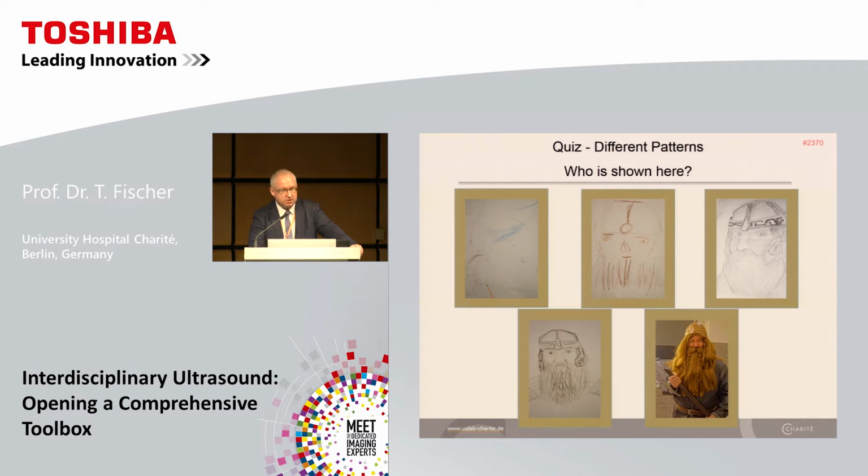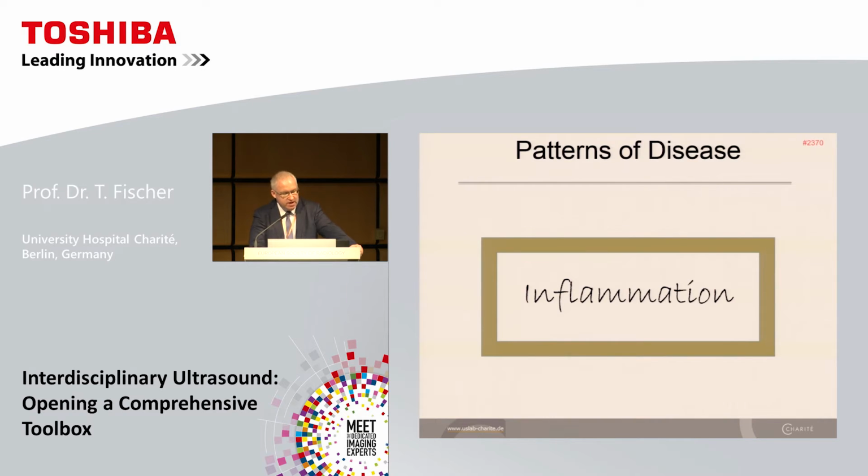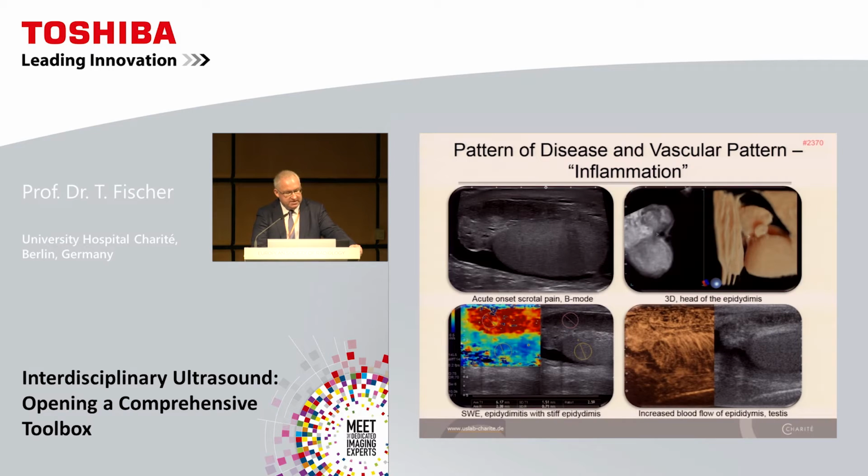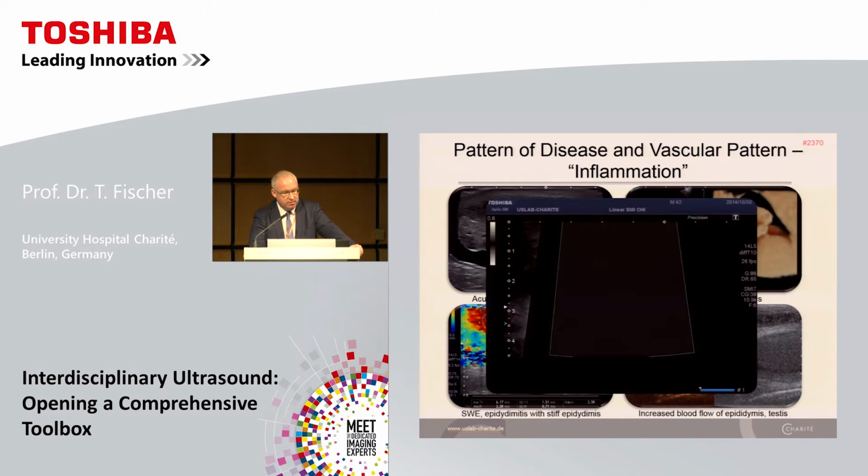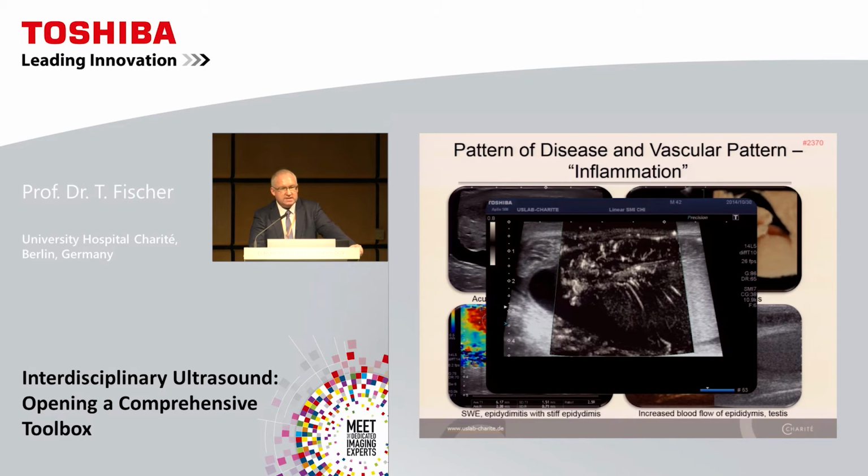That's Gimli in origin. Okay, so we have to talk about patterns of disease, and first is inflammation. This is a young guy with an acute onset of scrotal pain. In B-mode scanning, we see clearly a thickening of the epididymis. We can reconstruct the head in three dimensions, and of course we also see the higher stiffness in shear wave elastography. But look at this, this is the value on SMI. We typically see the enhancement pattern here with the inflammatory reaction, not only on the epididymis, also here on the testicle, on the testis.